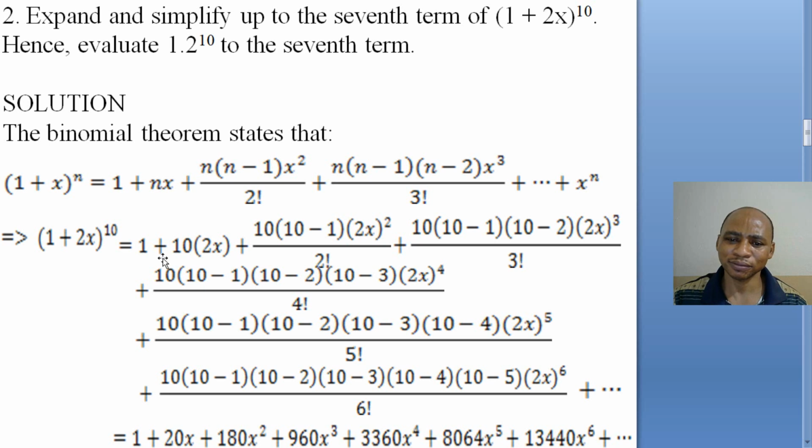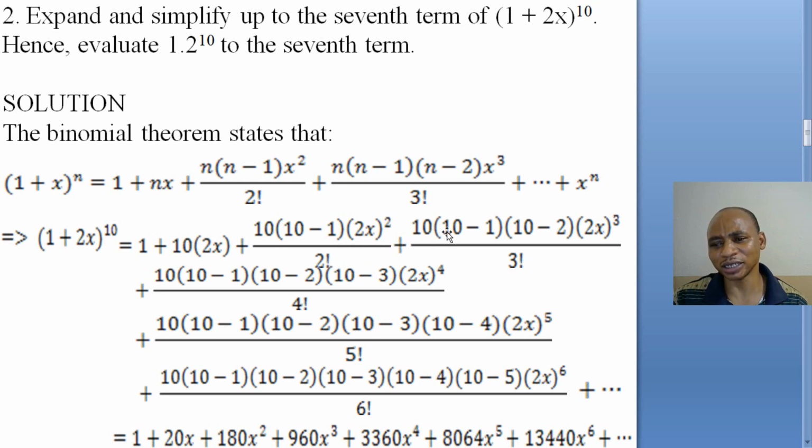1 plus 10 times 2x plus 10 times (10 minus 1) times (2x) raised to the power 2 all over 2 factorial.